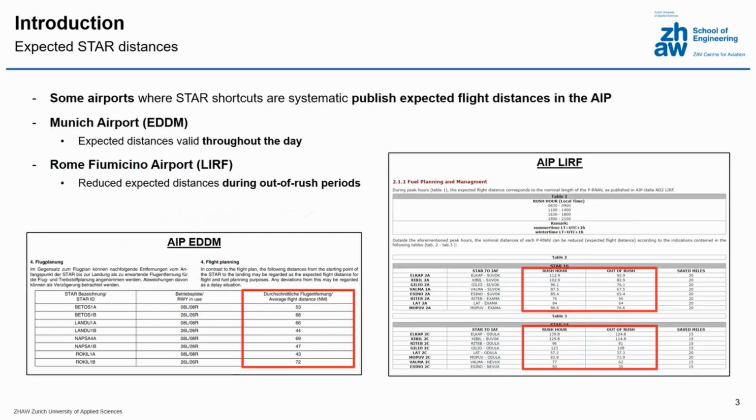On the right, we see a different example from the AIP for Rome Fiumicino Airport. Here they chose a slightly different approach. They also provide expected shorter distances. These are, however, only valid during out-of-rush periods, whereas during defined rush hour periods, operators are supposed to do their fuel planning based on the full STAR procedure distance.